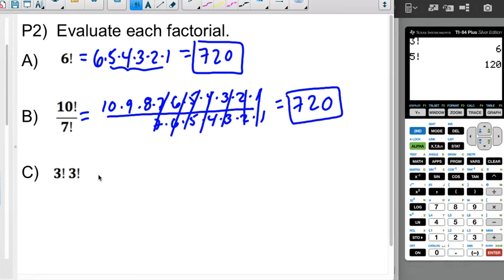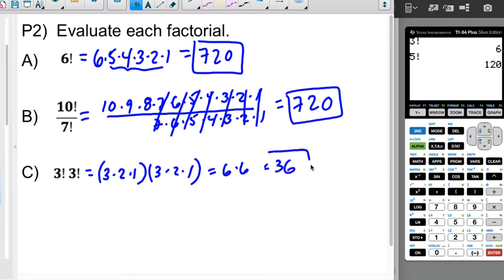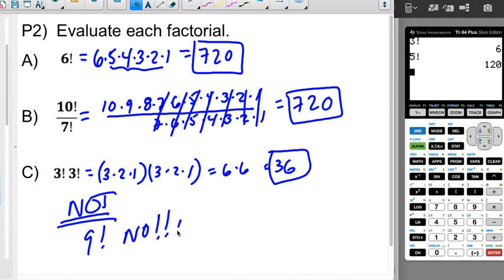3 factorial times 3 factorial is 3 times 2 times 1 times 3 times 2 times 1, right? That's 6 times 6, or 36. It is worth noting that it is not 9 factorial. No, don't do it. It's not 9 factorial, right? You can't do that. You have to treat this as its own thing and this as its own thing, all right?